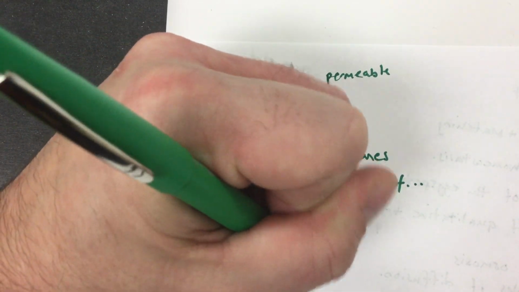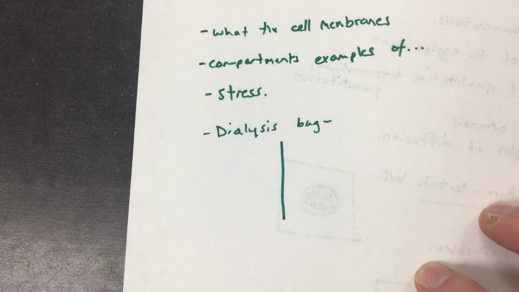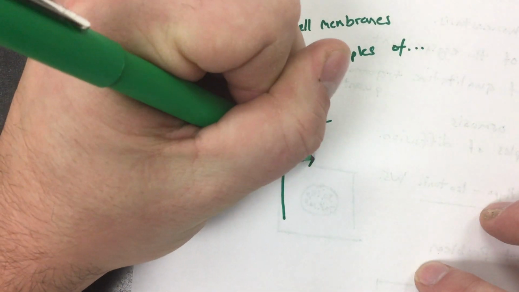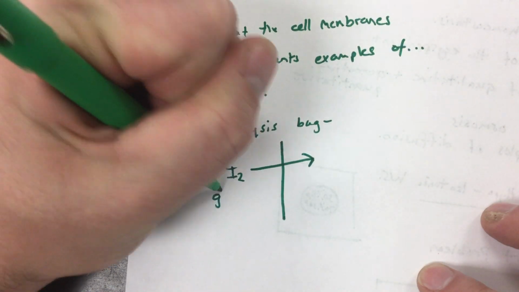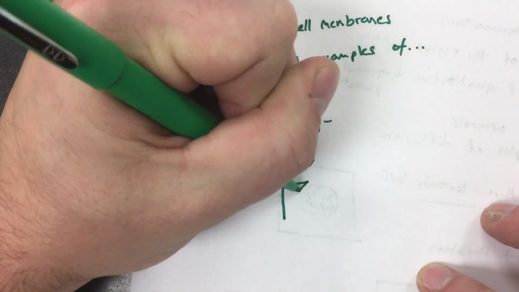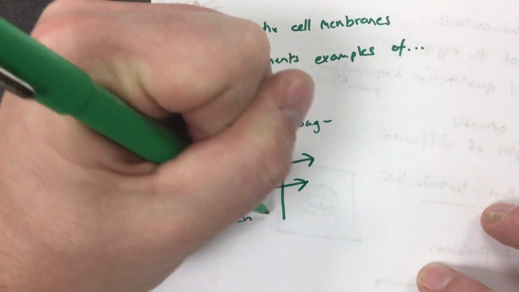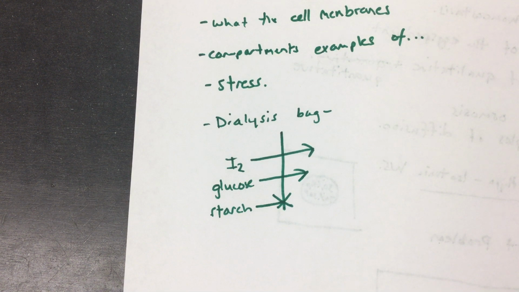Dialysis bag. You need to know the dialysis bag. What could go through the bag and what couldn't go through the bag? It's a tube, yeah. Iodine could go through, yes. It was permeable to iodine. Glucose could go through because glucose is a simple sugar. And starch could not go through. It was too big.